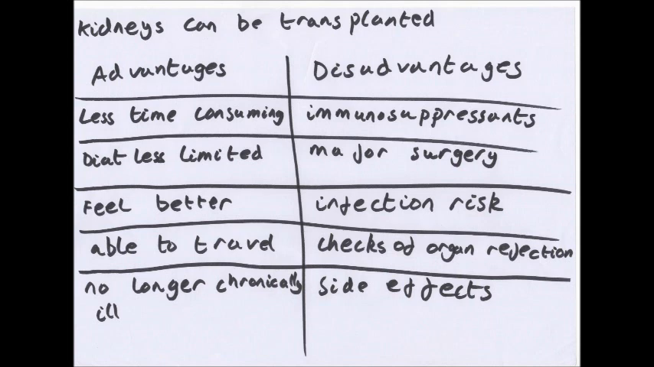You can travel to other countries because you don't need to keep going to hospital, but you do need frequent checks for signs of organ rejection, but after a while that goes. And also it's just good to no longer see yourself as chronically ill. Side effects, of course: anti-rejection medicines cause fluid retention and high blood pressure. Immunosuppressants increase susceptibility to infections.